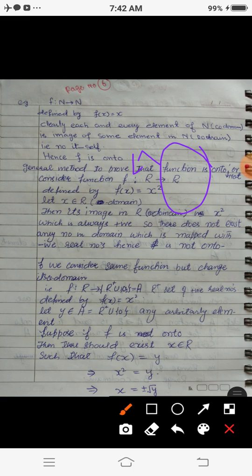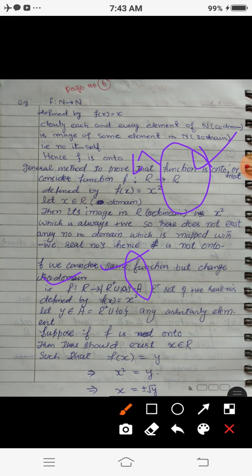Now consider the same function but change its codomain. Consider f from R to the set A, the set of positive real numbers with 0, defined by f of x equals x squared. Here we are restricting the codomain. In the first case the codomain is the complete set R, but in the second the codomain is set A, the non-negative real numbers, that is, R positive union 0, defined by f of x equals x squared.